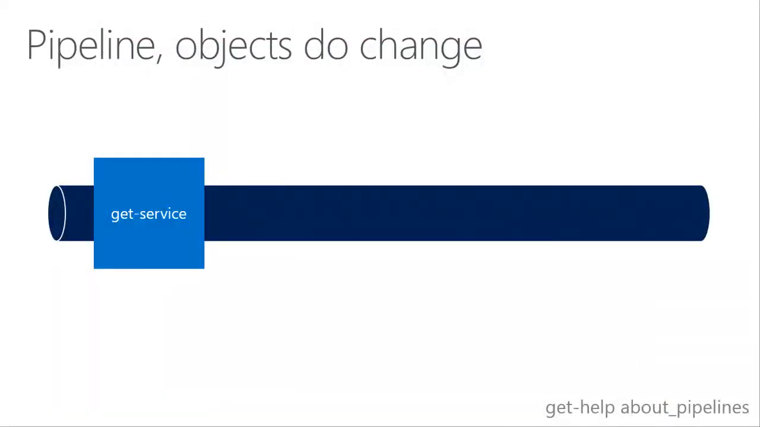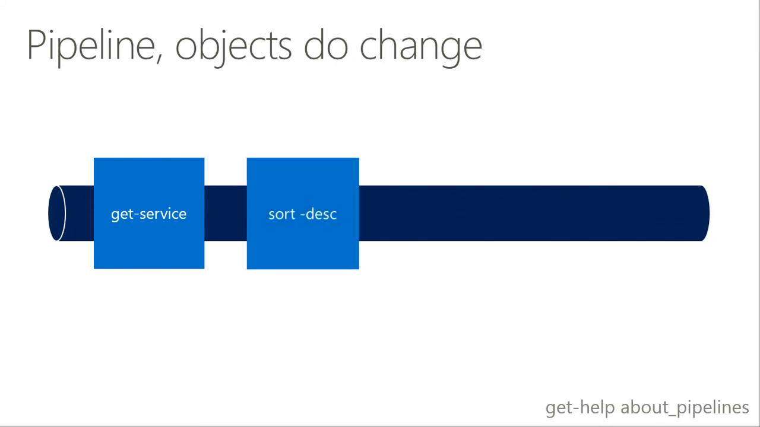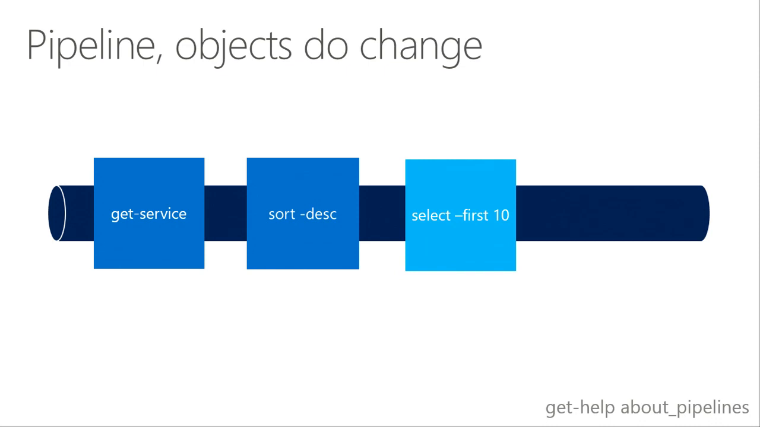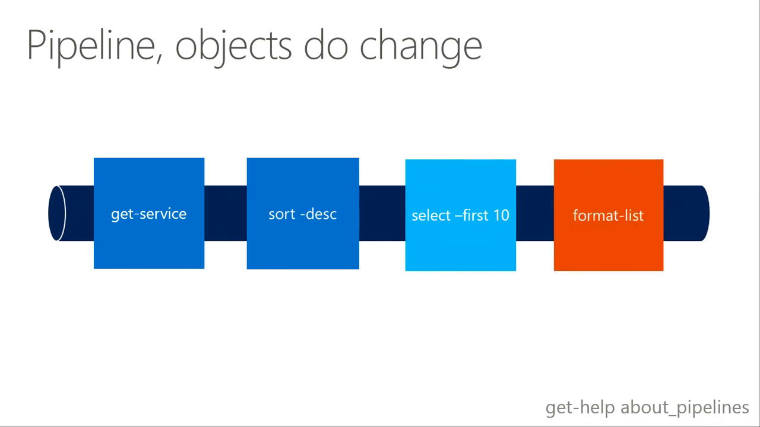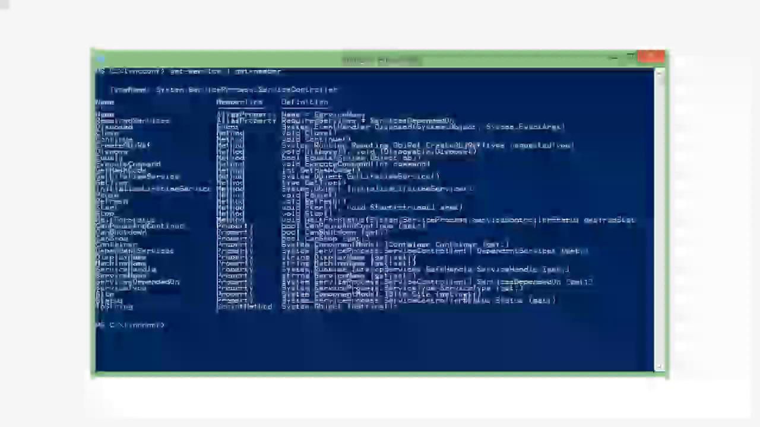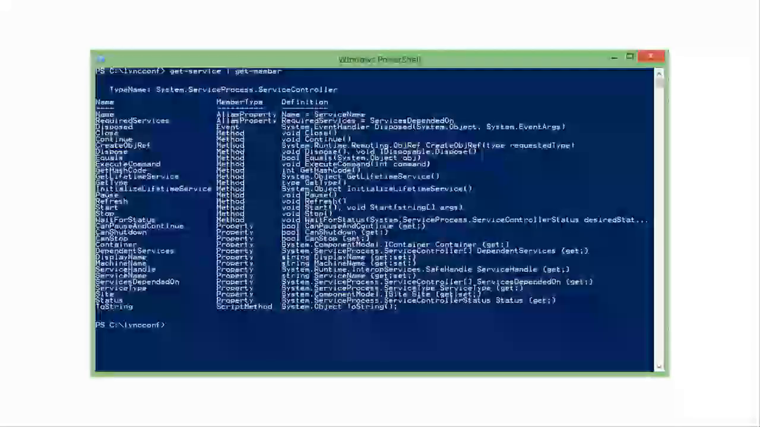Here's another thing, objects change through the pipeline. So we run Get-Service, we sort, we use select, this is where they can start to change, and we go to Format-List, the objects change completely. So we run Get-Member, you can see it's a ServiceController type. We run the sort, it's still a ServiceController type.